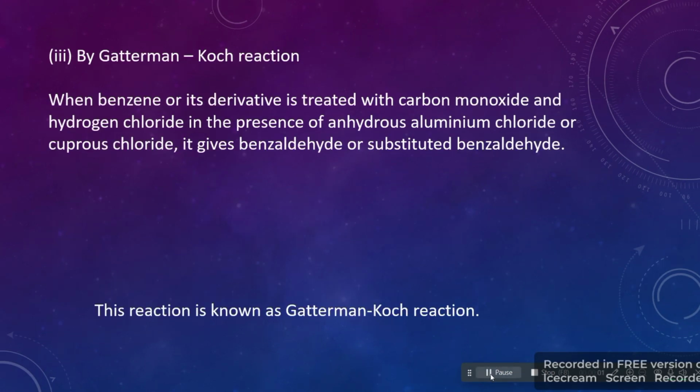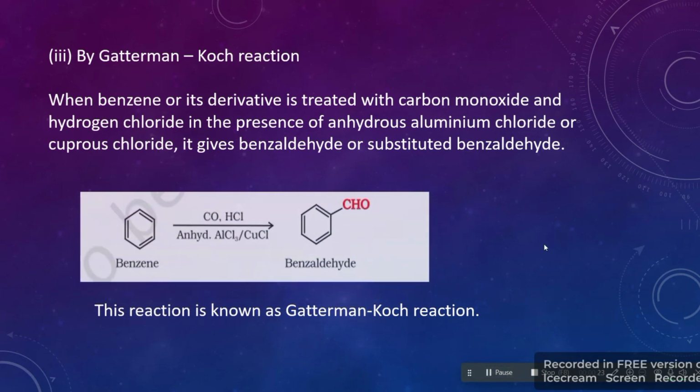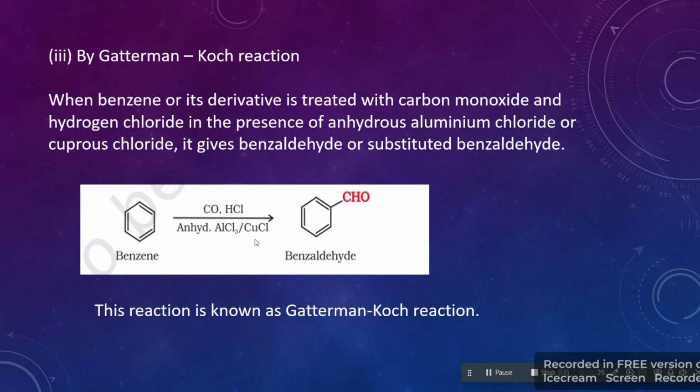Now the very important Gattermann-Koch reaction: when benzene or its derivative is treated with carbon monoxide and hydrogen chloride in the presence of anhydrous aluminum chloride or cuprous chloride, it gives benzaldehyde or substituted benzaldehyde. Here is the reaction. Benzene is converted into benzaldehyde by carbon monoxide, HCl, and anhydrous aluminum chloride or cuprous chloride.